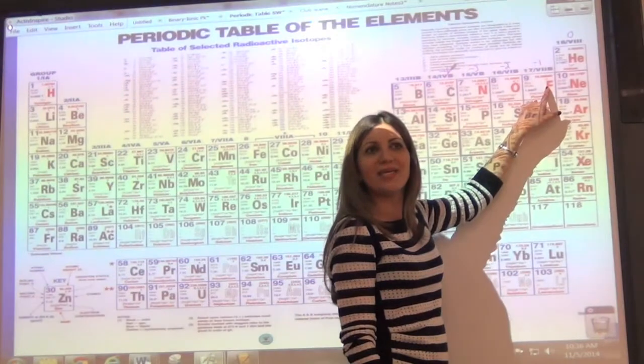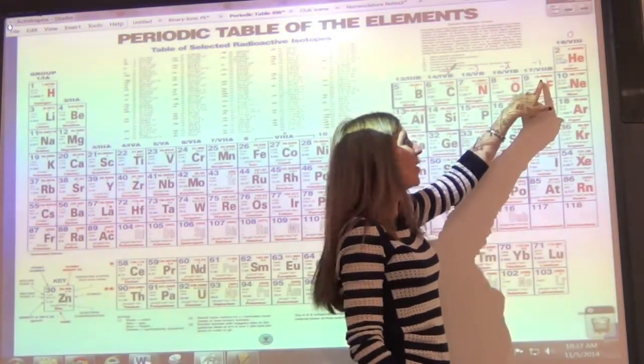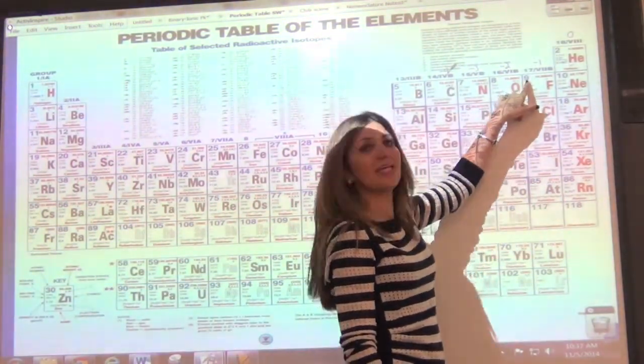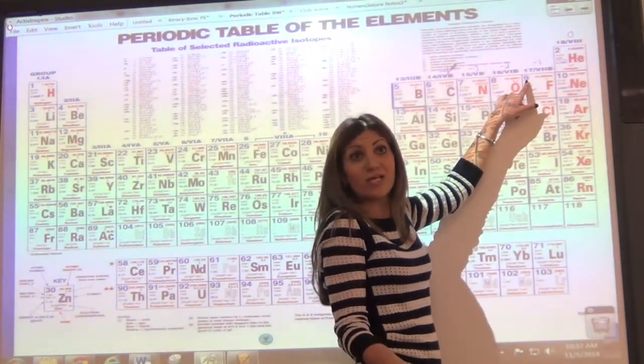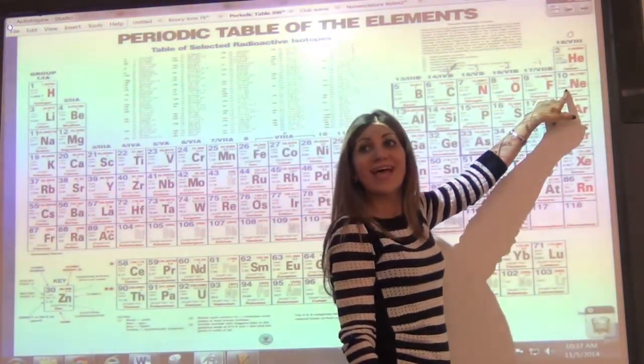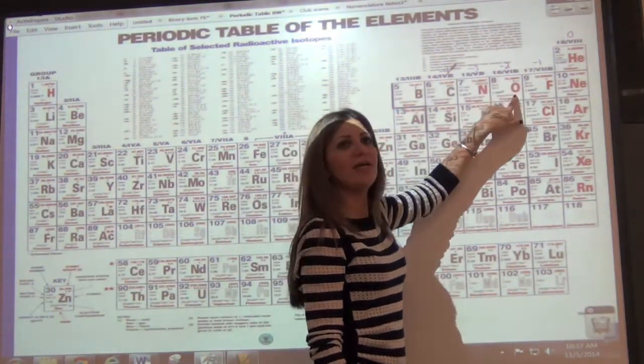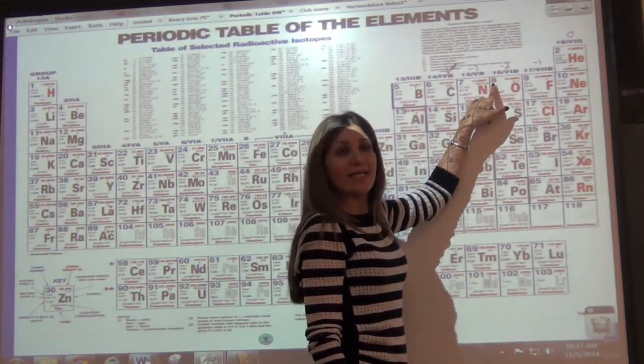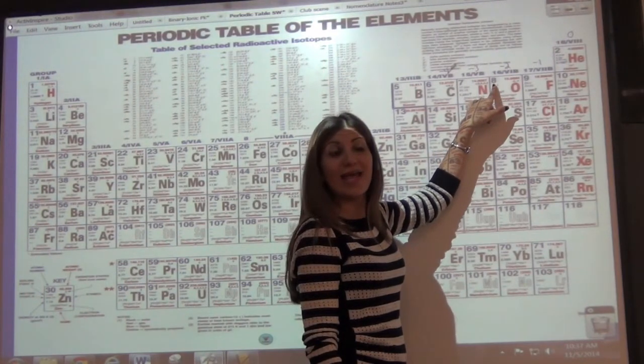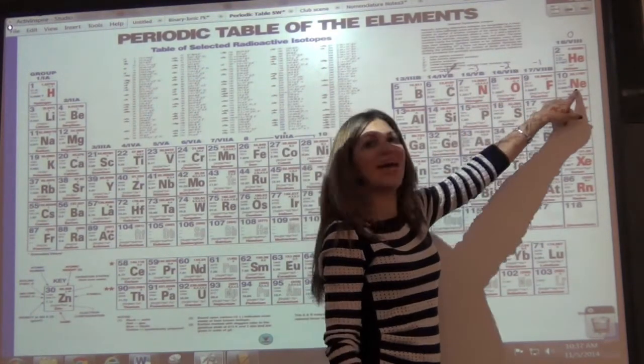What does negative mean? You add one. If you add one to fluorine, instead of having 9 protons and 9 electrons, if it's neutral, it would have 10. Oxygen's charge is -2. Oxygen has 8. -2 means add 2, so now it has 10, like neon.